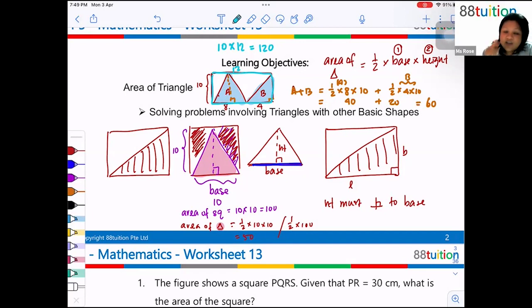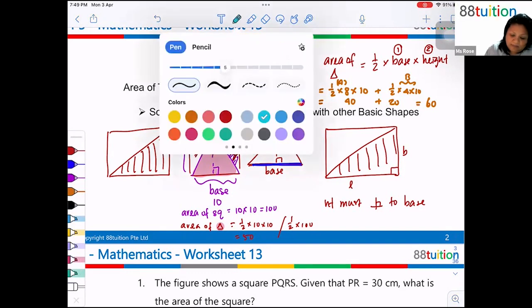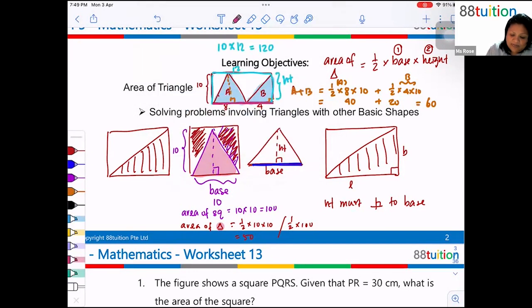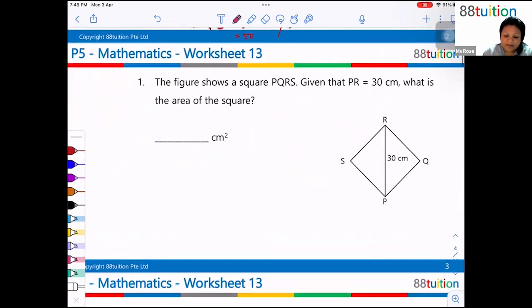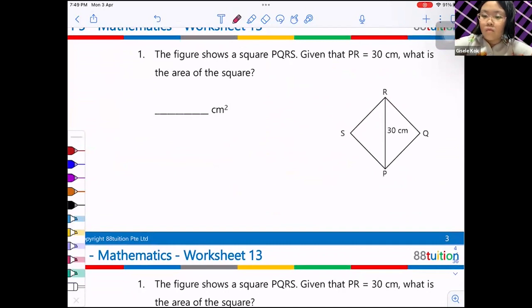Which means that as long as the triangles have a common height, their bases must add up to give you the length of the rectangle, then the sum of the areas of the triangles will be half of the rectangle. Okay? You remember that? We recap this again later as we do the questions. So now, let's try question 1. Are you all ready?